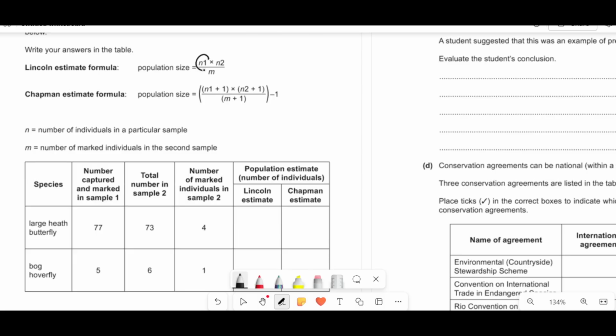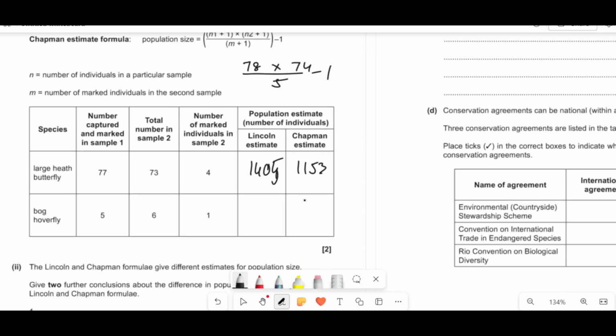So here, it's going to be n1 times n2 over m. So the total, remember, is the number of individuals in a sample, which is going to be 77 times 73 over 4. If I do that, we get 1405, because you can't really have a fraction of something. And then in this other one, it's going to be n1 plus 1, so 78 times 74 divided by 5 minus 1, which is 1153. And then for the bog hoverfly, it's the same thing. You just stick them in and you get 30 and 20.